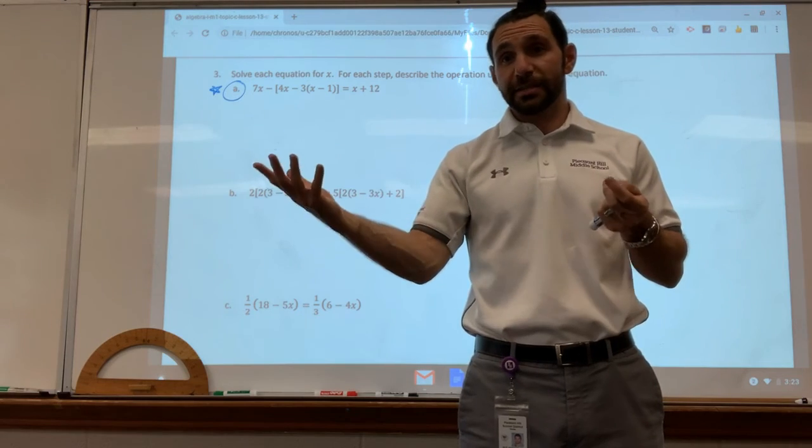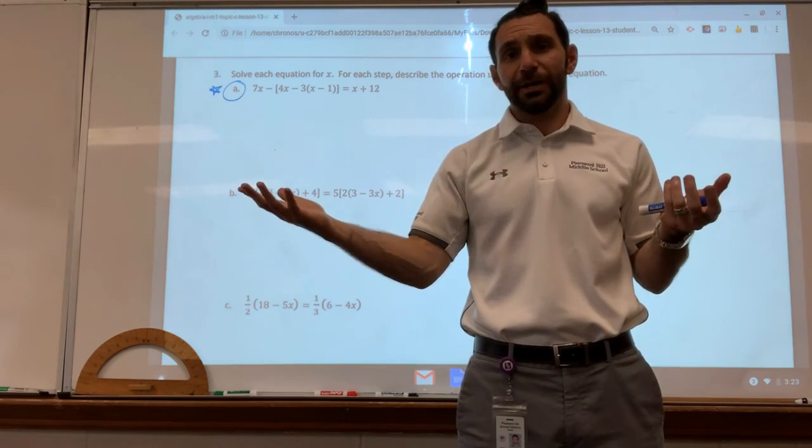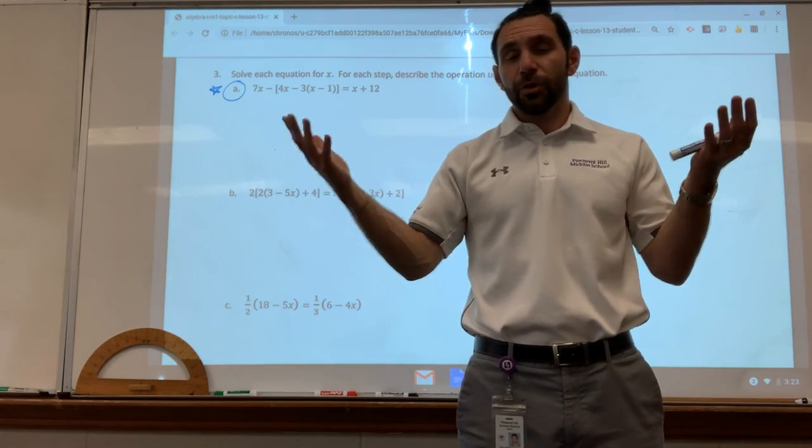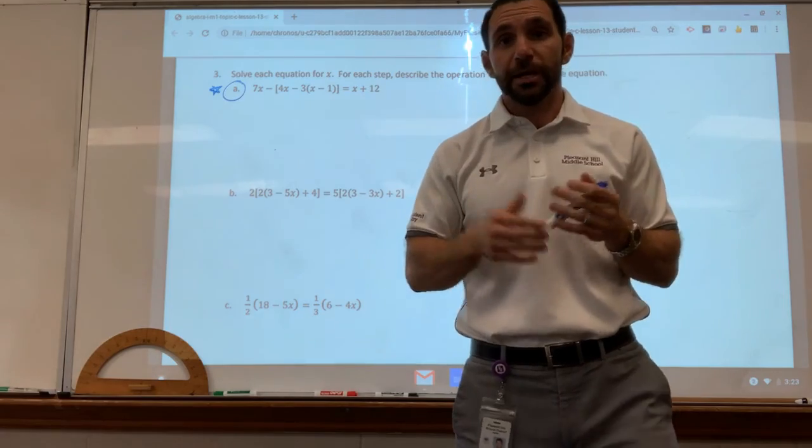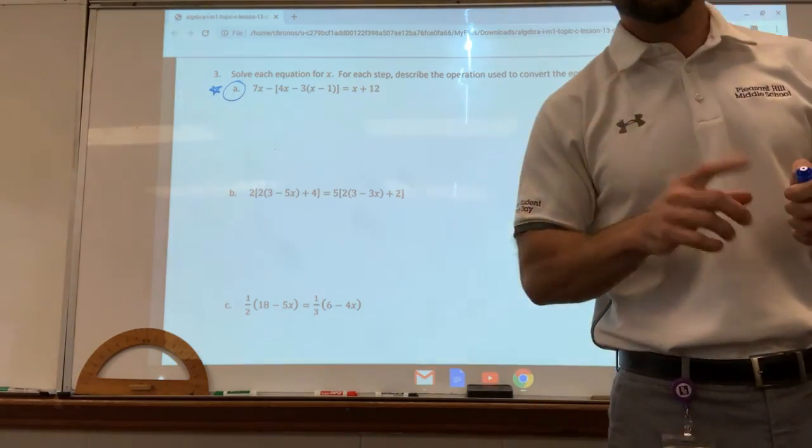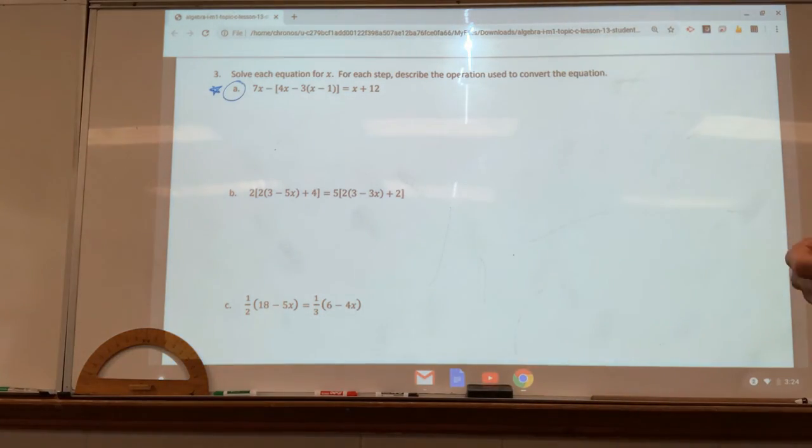If I distribute to this side, well, it's already asking us to multiply. That doesn't change anything. So we don't need to do it to both sides. Just be careful in knowing what can we do to only one side to keep it in balance.